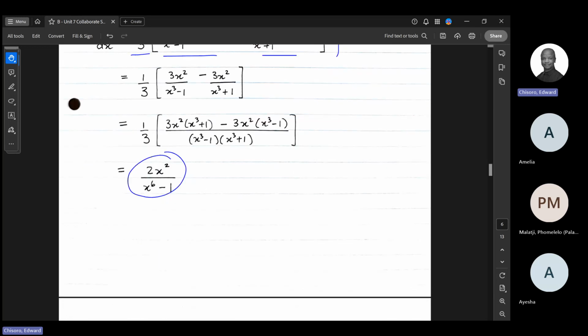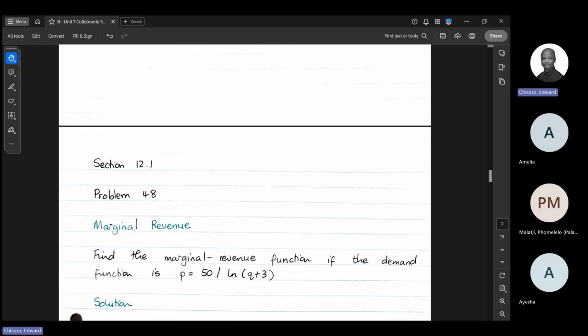All right. So now we move on to problem number 48, which is about marginal revenue. So remember what we talked about last time. Marginal just means find the derivative, and the derivative of what in this case is the derivative of revenue. Okay, so you want to find R prime, and in this case we know our revenue is P times Q, and we are given P. We just need to multiply this by Q, and then we go ahead to find marginal revenue, which would just be dR/dQ. Okay, so simple steps.